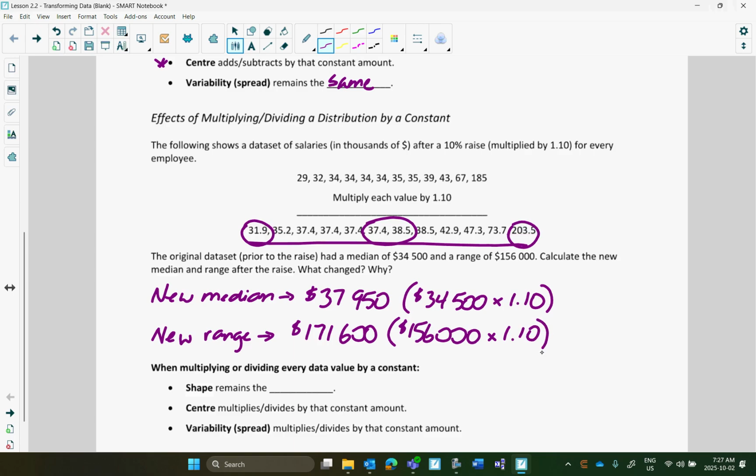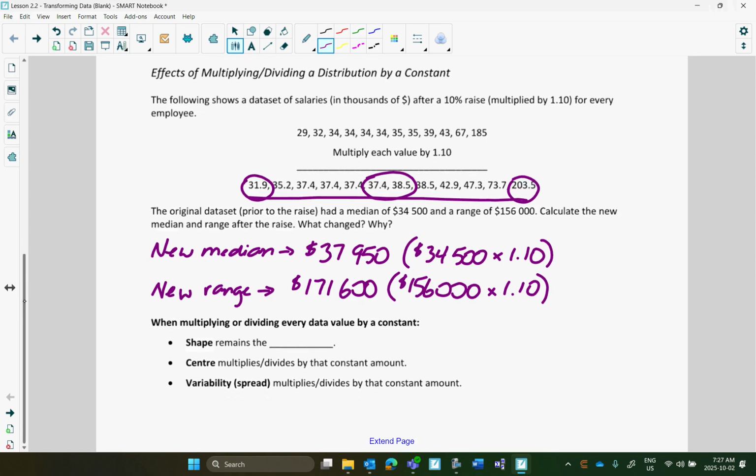So we can see in this case, when we multiplied by a constant, the range was also multiplied. So the range changed the same way that the original data values changed.